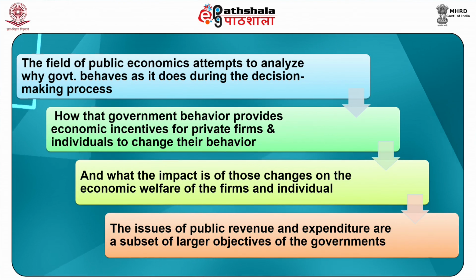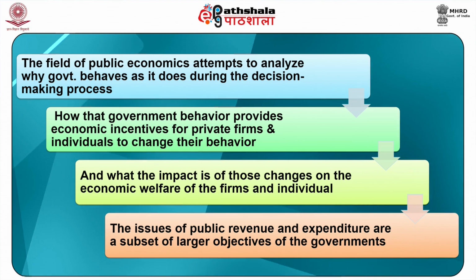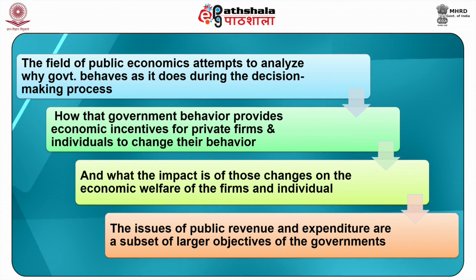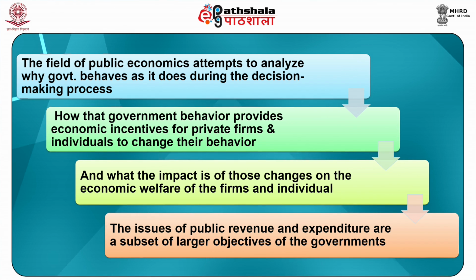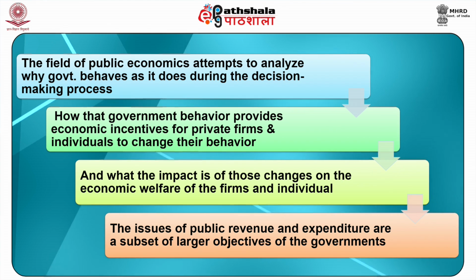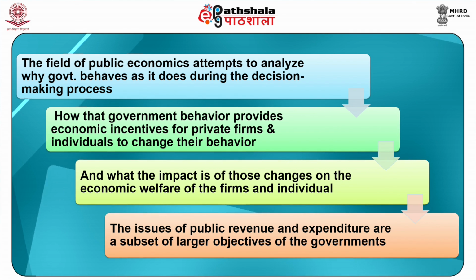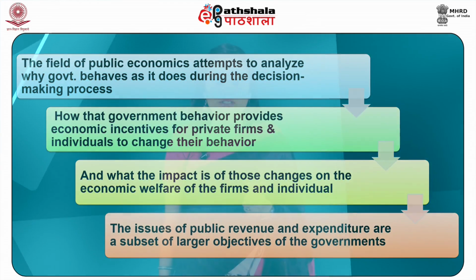The field of public economics attempts to analyze why government behaves as it does during the decision making process, how that government behavior provides economic incentives for the private firms and individuals to change their behavior, and what the impact of those changes is on the economic welfare of the firms and individuals. The issues of public revenue and expenditures are a subset of the larger objective of the government. Keynes pointed out that the political problem of mankind is to combine three things: economic efficiency, social justice and individual liberty.